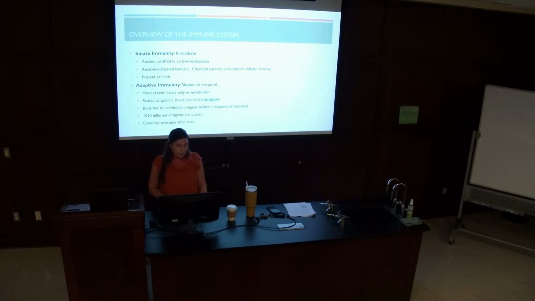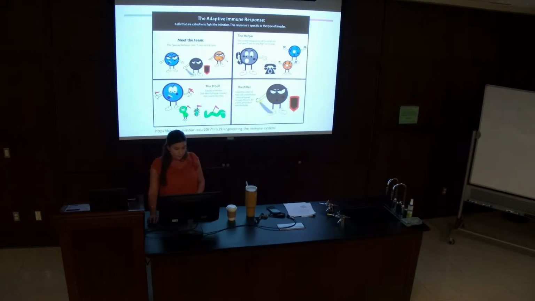But I've shown you this before, a little overview of the immune system. I'm not going to keep beating a dead horse here, but innate immunity is immediate. It consists of this non-specific cellular defense, and adaptive immunity is slower to respond, and it's reacting to specific structures, so it's a specific cellular defense, and it's reacting to antigens.